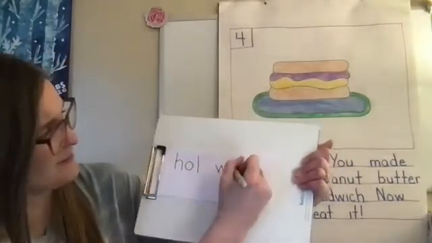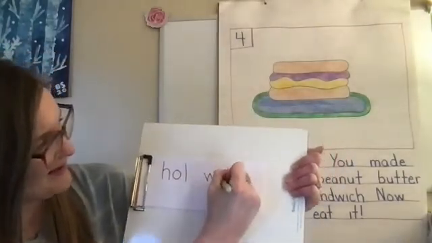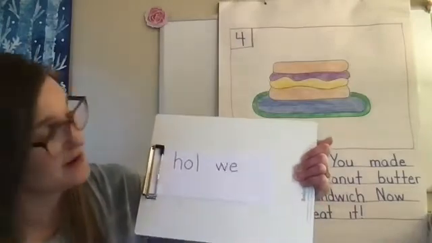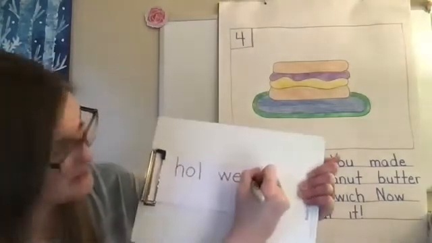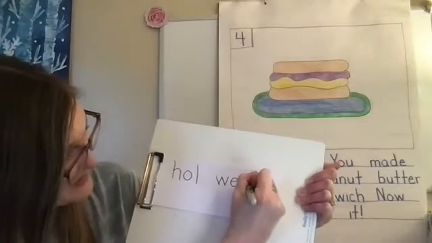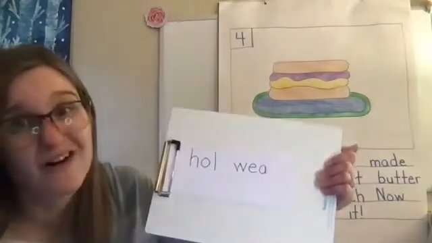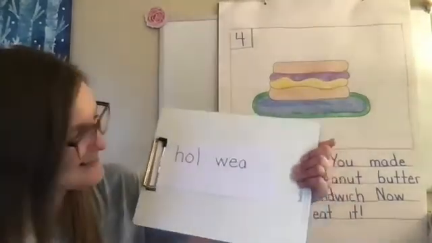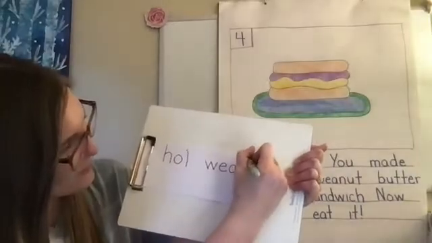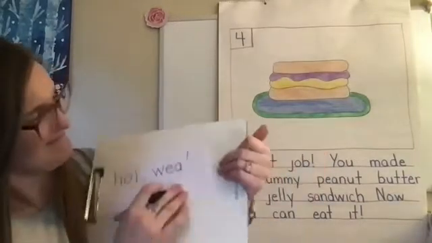So we are going to put two E's. And actually, friends, we are going to put an EA. We haven't talked about this yet, but sometimes EA go together and they make a long E sound, like wheat. Whole wheat.